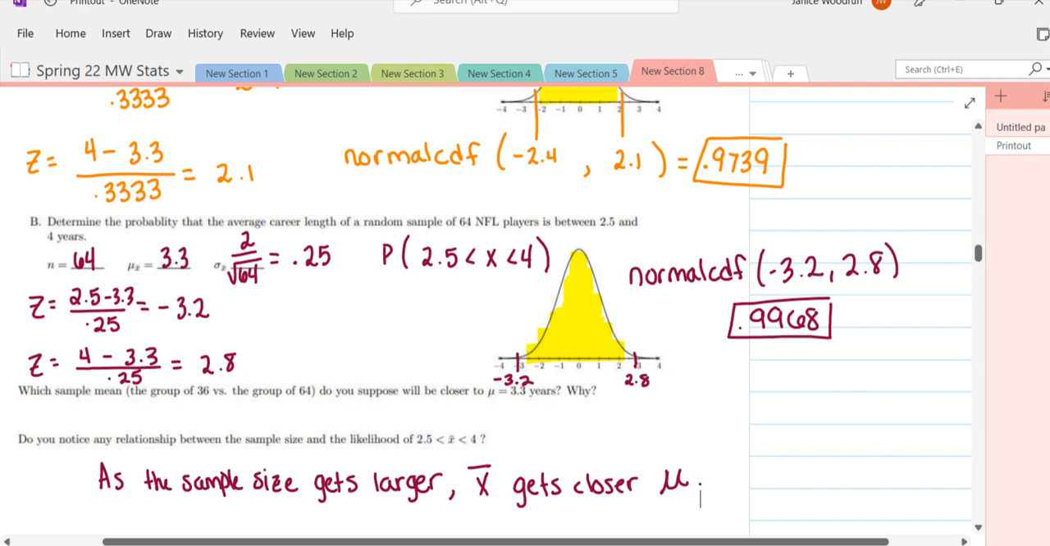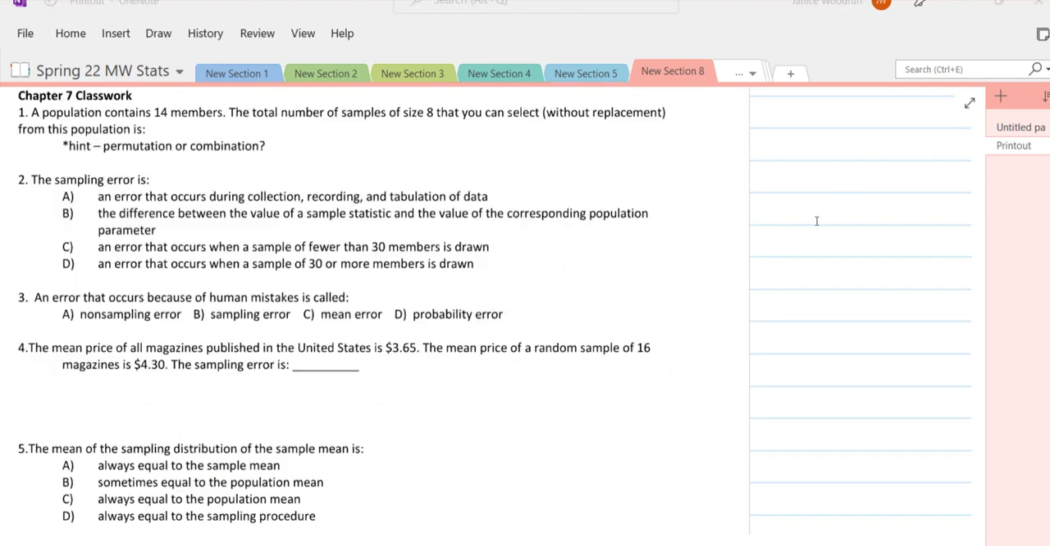Okay, so now we have some classwork. Let's go ahead and, oh, it's only 10 problems. Why don't you guys do them. There's multiple choice. Go ahead and do them. Yeah, sure. Okay, let's go ahead and go over it.